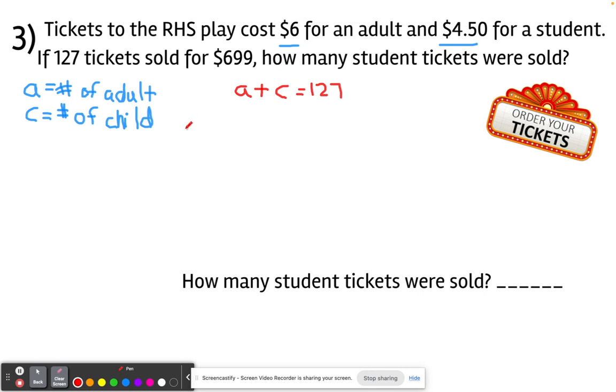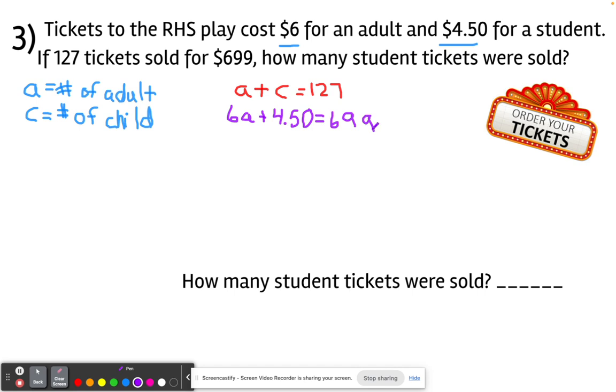We also know that each adult ticket is $6. So I can do 6 times the number of adult tickets. That will tell me the total amount of money that we made selling adult tickets. And 4.50 times the number of child tickets sold will give us our total cost of our child tickets. And together, the value of that is $699.